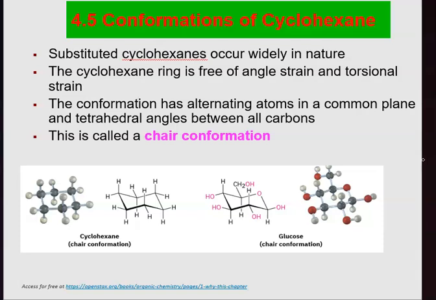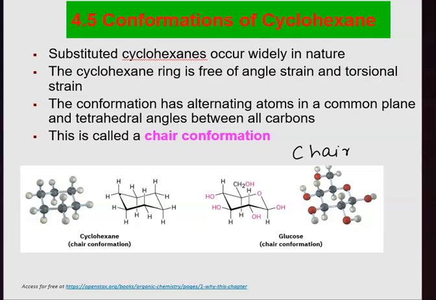Now we come to the most stable cycloalkane in that experimental combustion data. It is the slide which we saw earlier, where cyclohexane was the molecule which had almost zero strain. So it looks like it is completely strain-free, and that's because cyclohexane adopts a conformation which we call the chair conformation, because it looks like a chair.